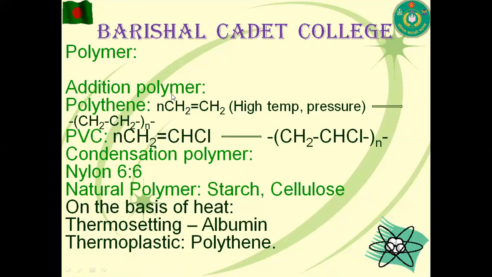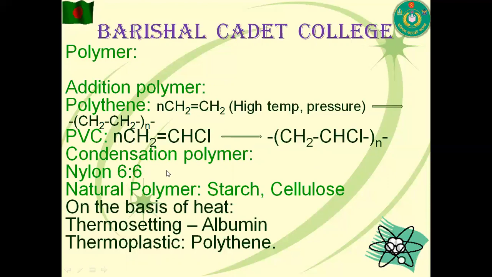Here, the first one, addition polymer, polythene. Many ethene molecules react with each other in the presence of high temperature and pressure with an organometallic compound. The product is a polymer. Here, two ends of carbon combine with different monomers to form a polymer. Polyvinyl chloride is another addition polymer. Many vinyl chloride molecules react with each other in the presence of high temperature and pressure to form polyvinyl chloride.